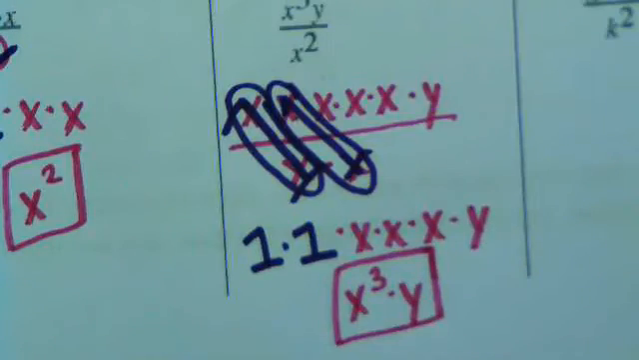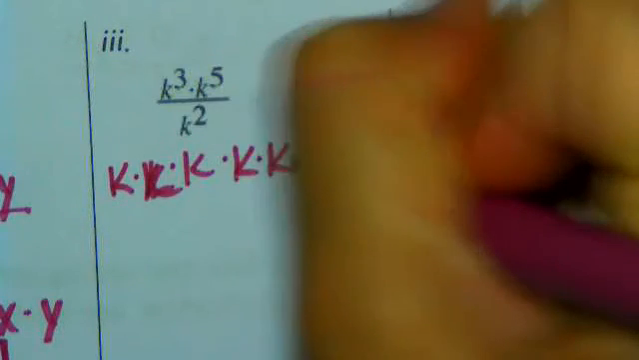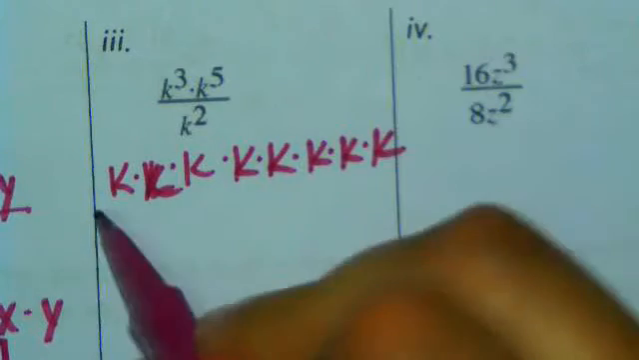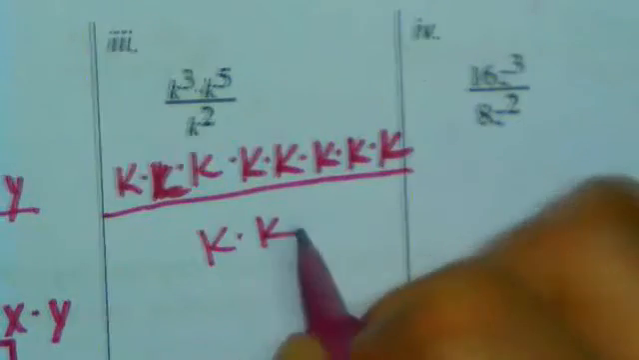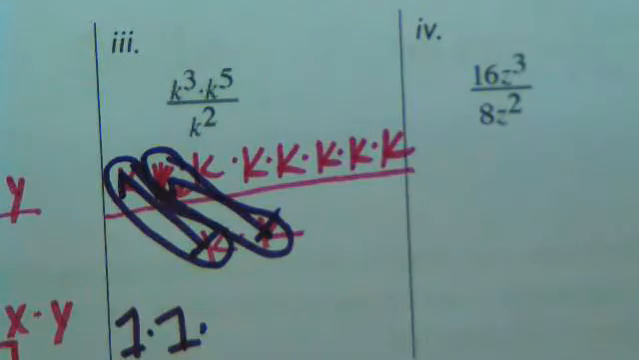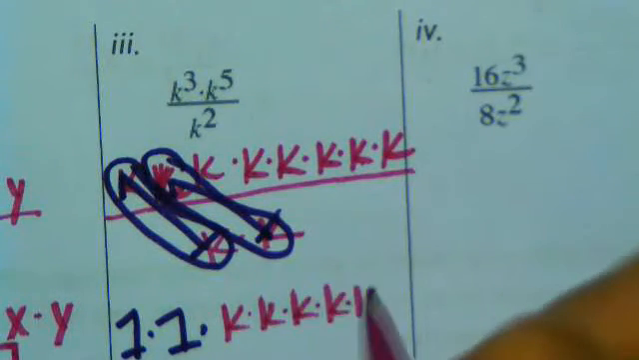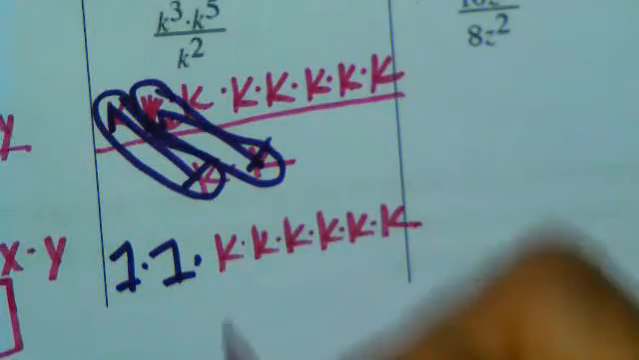Okay. Now I'm going to have you do the next two and enter in your answers and see how you do. All right. So the first thing I'm going to do is expand out the numerator. K, K, K, and then I have 5 more. 1, 2, 3, 4, 5. And then in the denominator, there's K times K. So let's go ahead and find those magic ones. K over K is a magic 1. K over K is a magic 1. So I have 1 times 1 times, and then I have 1, 2, 3, 4, 5, 6. So that is written as just K to the 6.